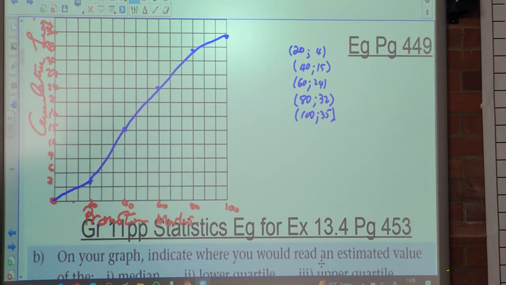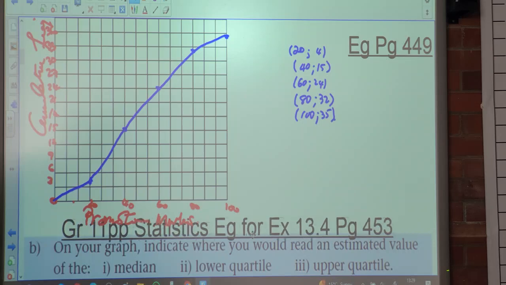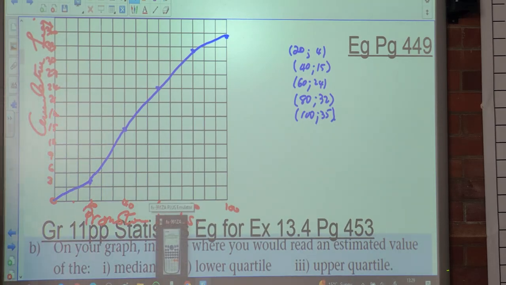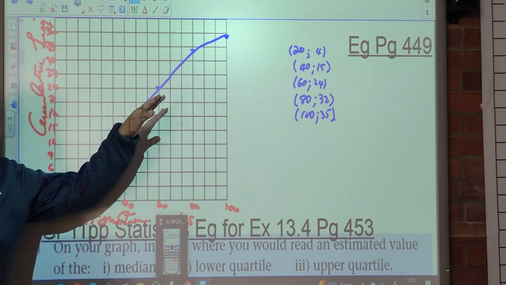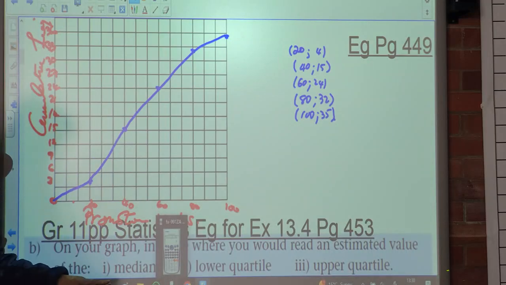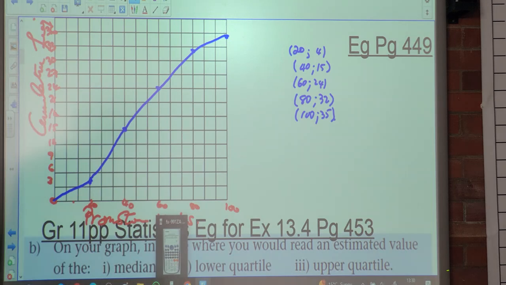Okay. So the first thing is we're going to read off the median. People, what's the median? It's the middlemost number of sorted data. Now people, this data is sorted, not so? It's written in ascending order. So your median is the middle number.